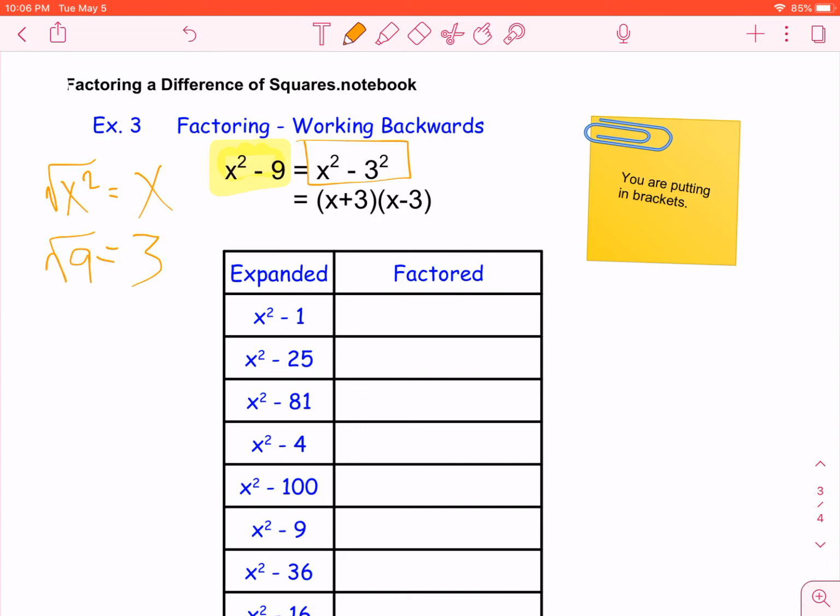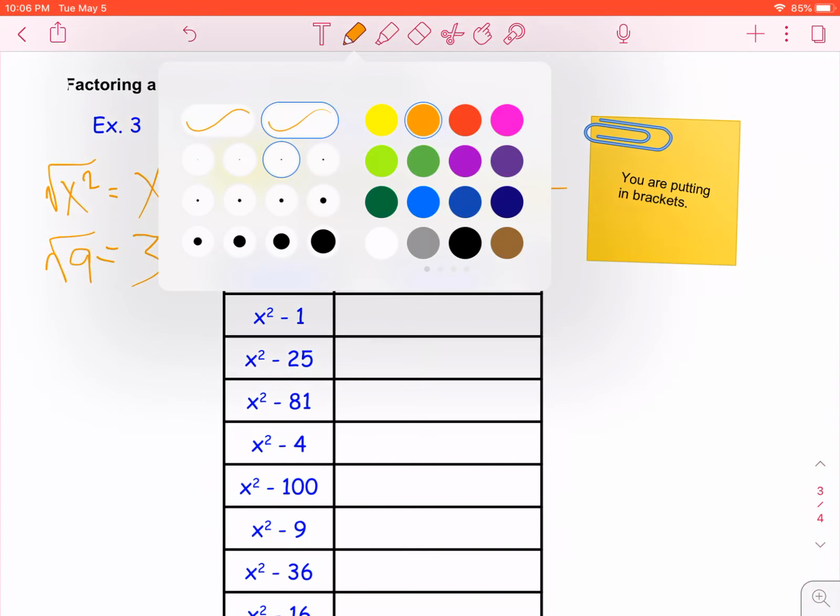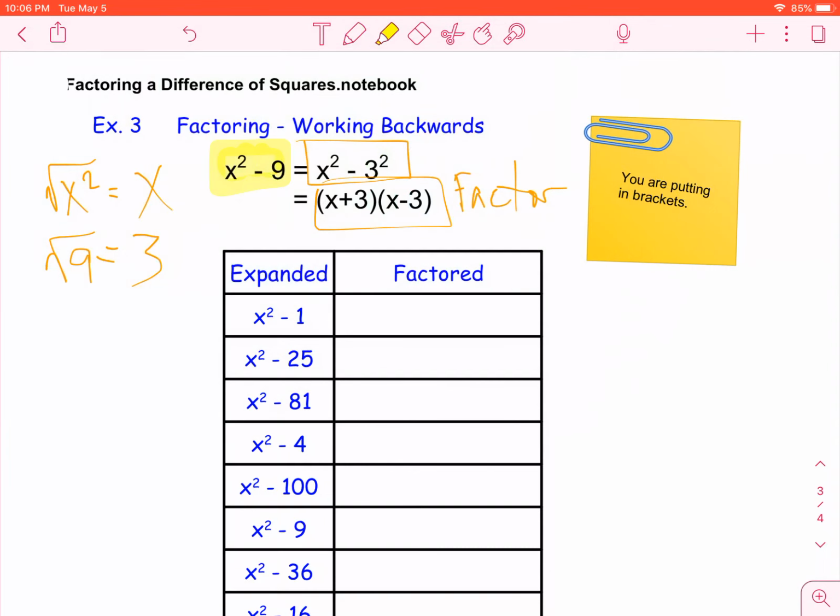And as a difference of squares, how you factor it is placing your A term. Let me highlight my A term.